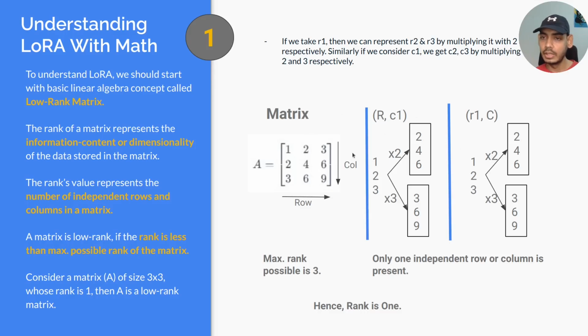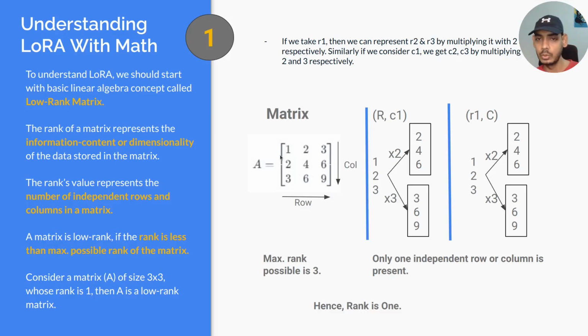Similarly, if you have row 1, 2, 3, the first row, and you multiply it with 2, you will receive row 2, and if you multiply it with 3, you will receive row 3. So the only independent column present is 1, 2, 3. Either you can take it row wise or column wise. There is only one possible independent row or column. So out of a 3 cross 3 matrix, only one is independent.